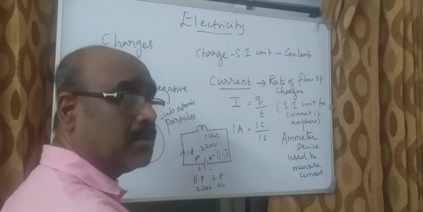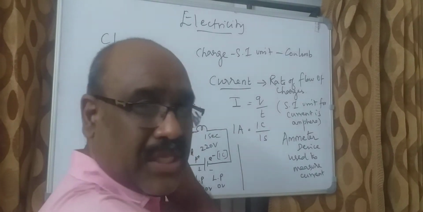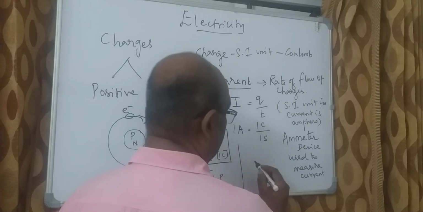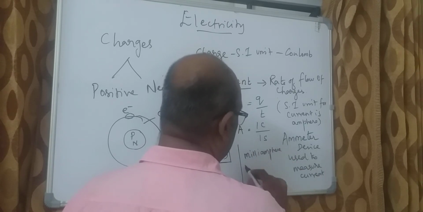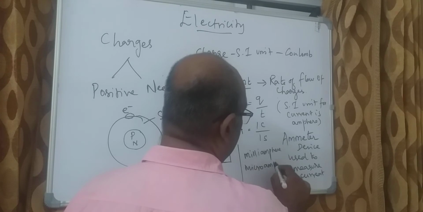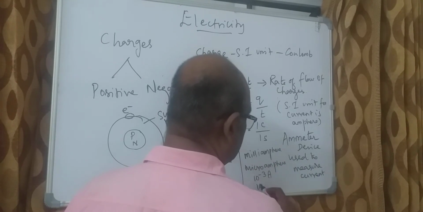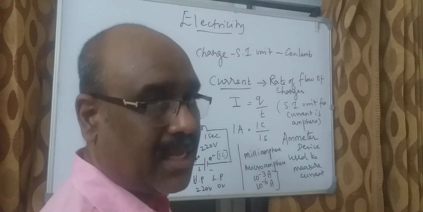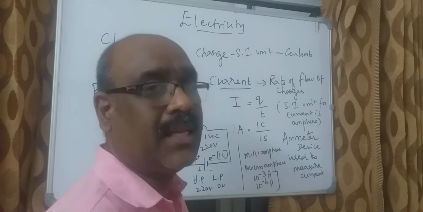And more to know about current: the smallest measurements of current are noted in milliampere and microampere. For milli it is 10 to the power minus 3 ampere, and for micro it is 10 to the power minus 6 ampere. These are the lowest readings of current that can be taken from a circuit.